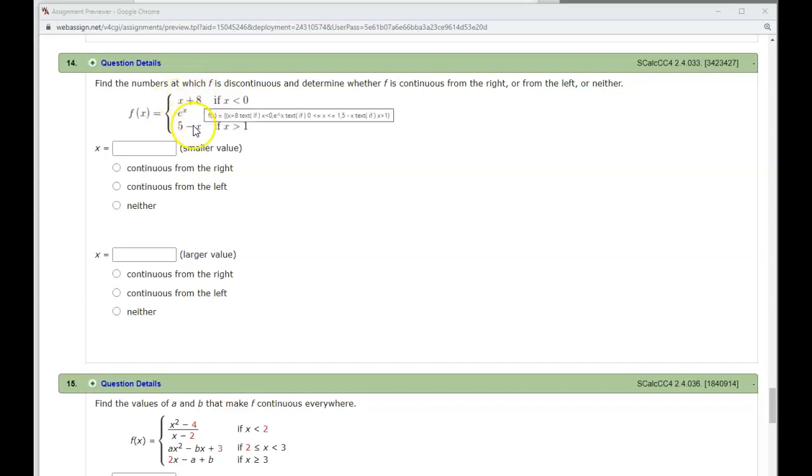x plus 8 is a line, 5 minus x is a line, e to the x is a nice continuous function. So everything's nice except maybe at endpoints. We could try 1 in here: e to the first power is e, and then if we put 1 in here, we get 5 minus 1, which is 4, and that is not e. So we know we also don't have continuity there. We have some kind of jump in both of these.